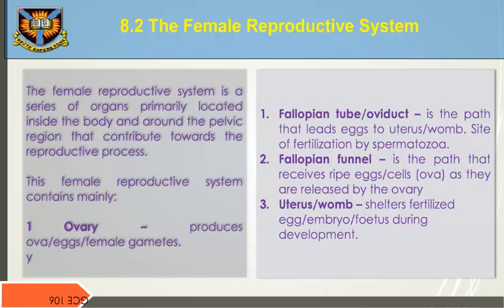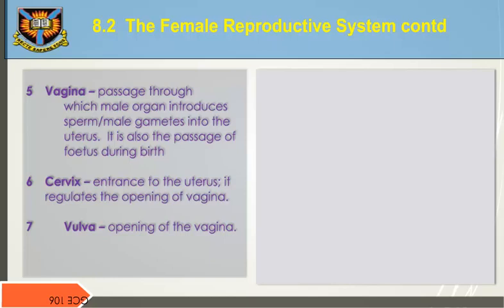Uterus or womb. This shelters the fertilized egg, embryo, or fetus during development. Vagina. Passage through which the male organ introduces sperm or male gametes into the uterus. It is also the passage of the fetus during birth.